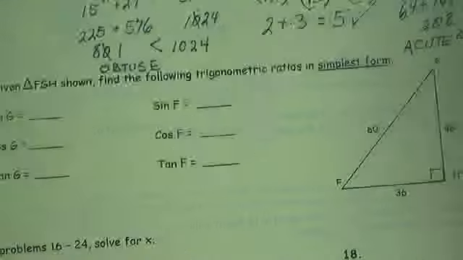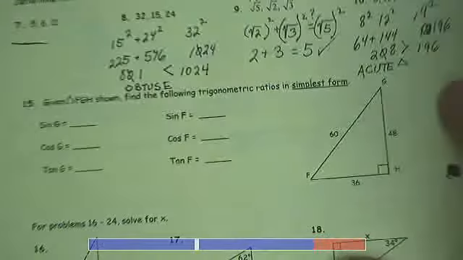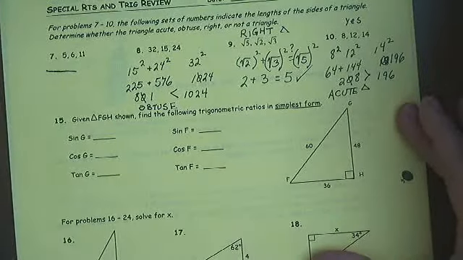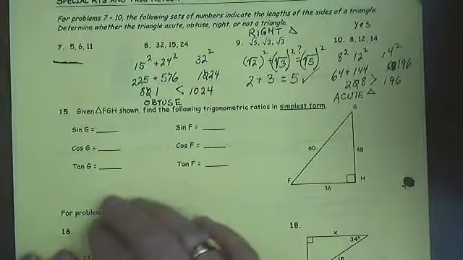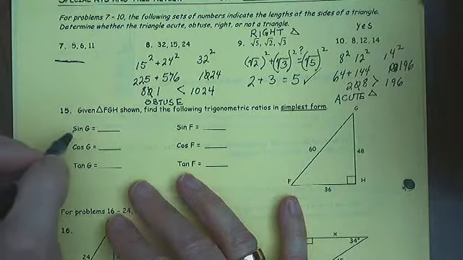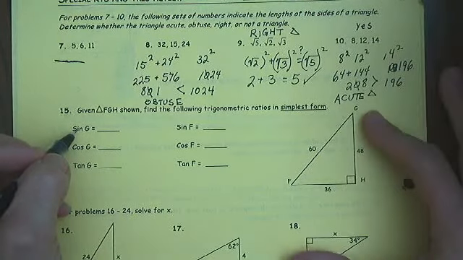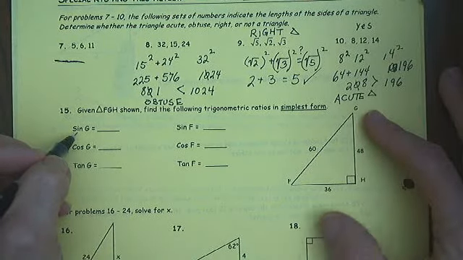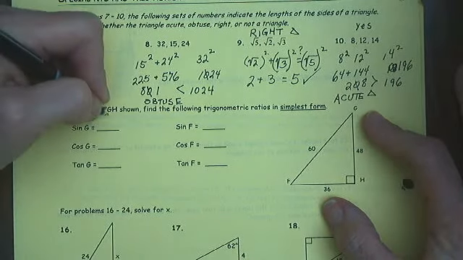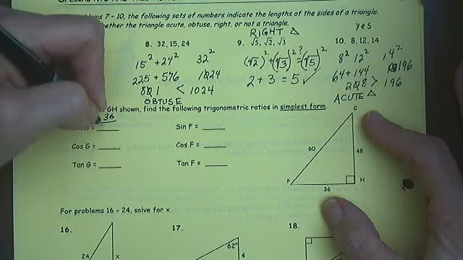Okay, these were ones that folks were interested in. I think I can do these quickly in the amount of time we have. Okay, we have the sine of G. Sine is always opposite over hypotenuse.